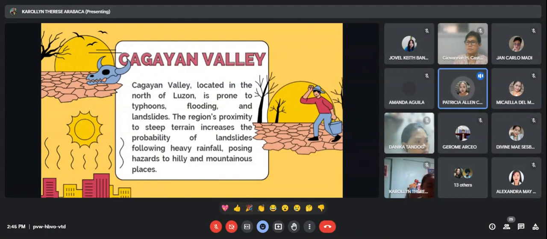Next naman po is yung Cagayan Valley, wherein located siya sa Northern Luzon, prone siya sa mga typhoons, floods, and landslides kasi napapaligiran siya ng malalaking bundok gaya ng Cordillera sa west, Caraballo sa south, and Sierra Madre sa east na maaaring maging dahilan ng pagkakaroon ng landslides lalo na kung malakas yung ulan. Nandito rin yung Cagayan River, which is yung longest and largest river sa Philippines that flows through the valley. So kapag may bagyo or malakas na ulan, nag-overflow yung river kaya nagkakaroon ng malawakang pagbaha at pagkasira ng mga ari-arian nila. Next slide po.